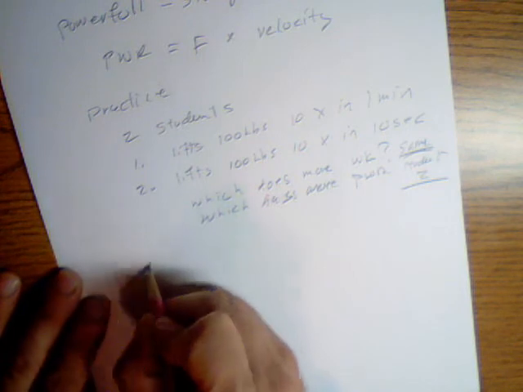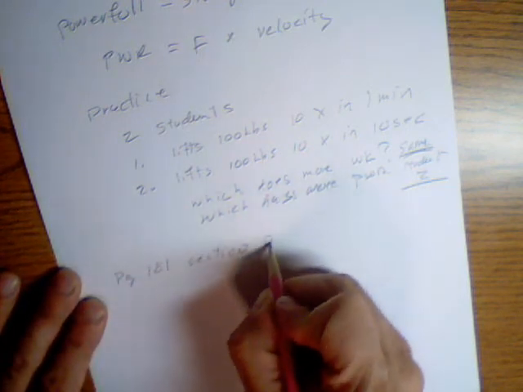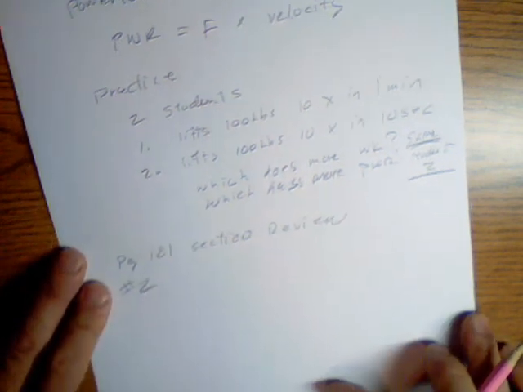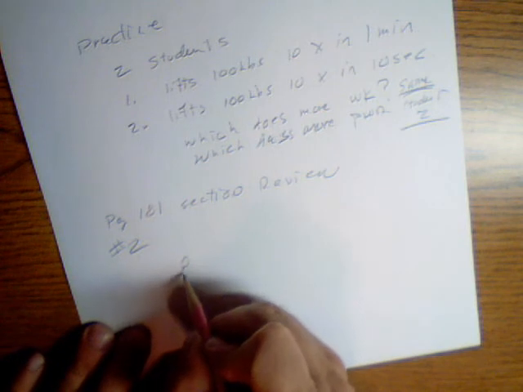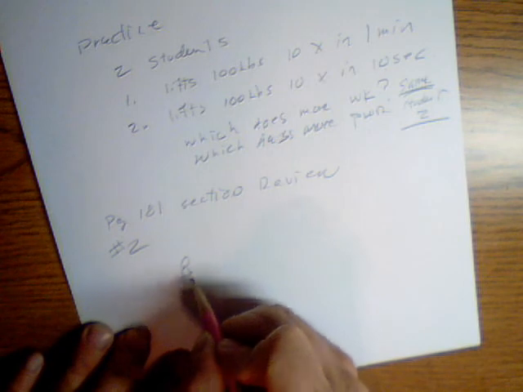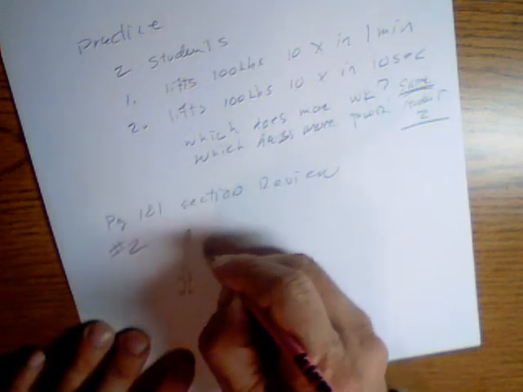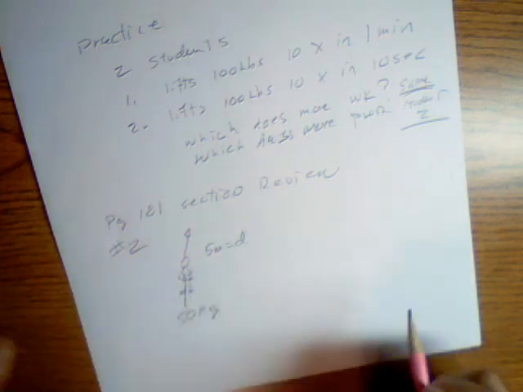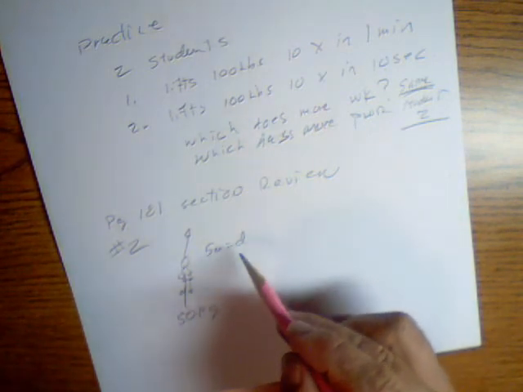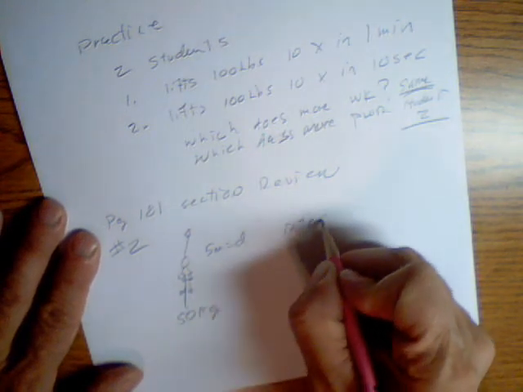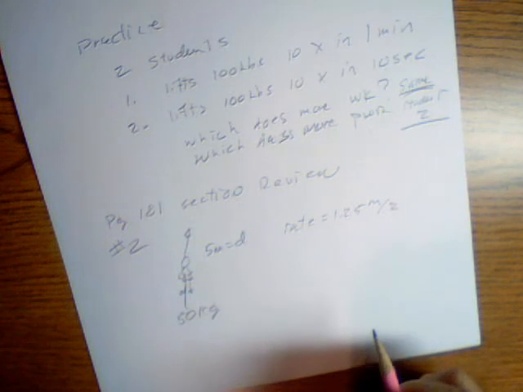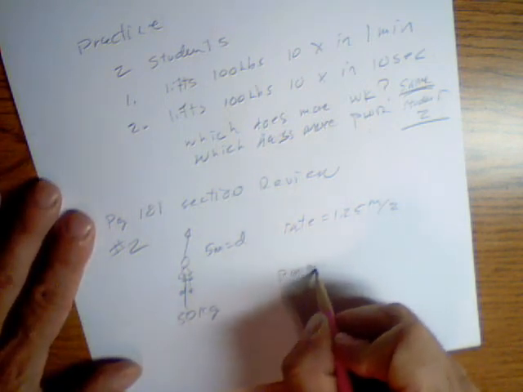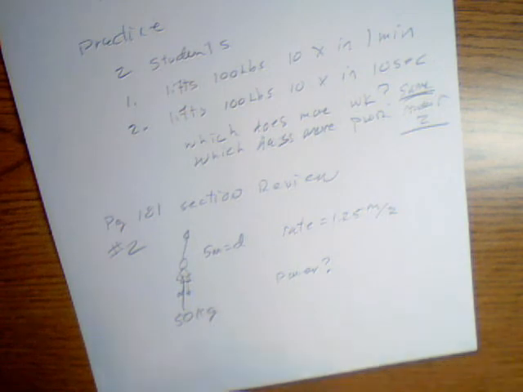Let's try one in your book, page 181. This is a section review question. Number 2, look for a fairly simple one to start. We have a person, and apparently this person is being lifted. A motor-driven winch pulls a 50 kilogram person, 5 meters. That's our distance. With a constant speed of 1.25 meters per second, and so we want to know the power. And we should also be able to tell work.